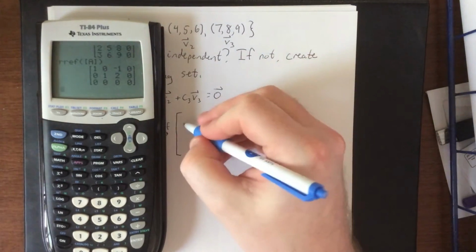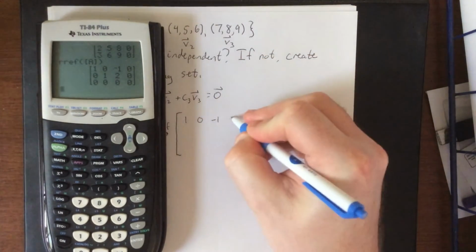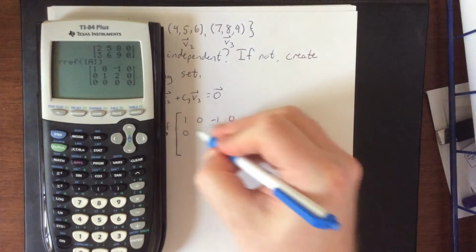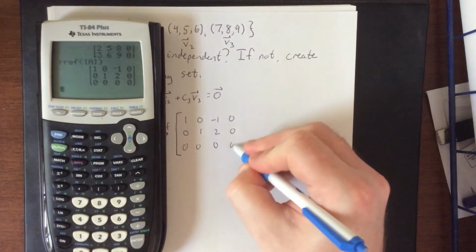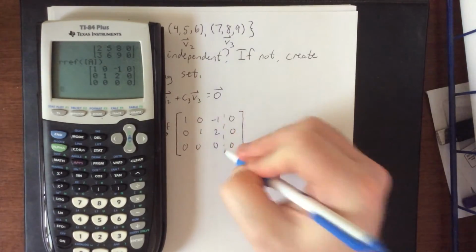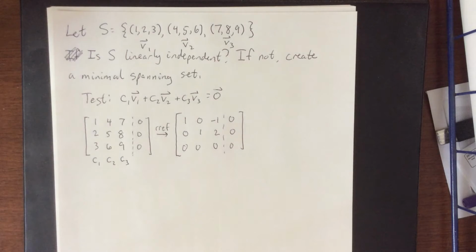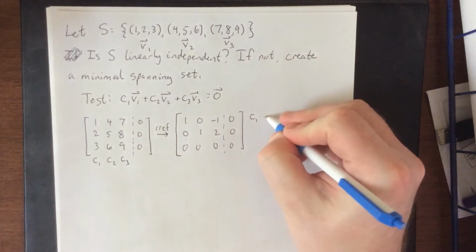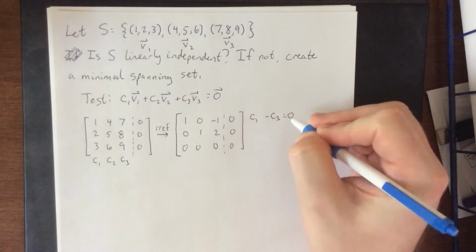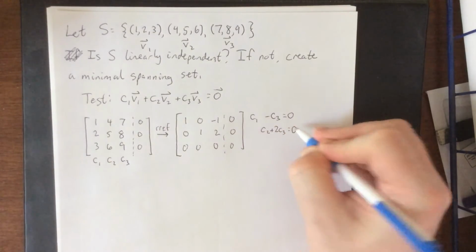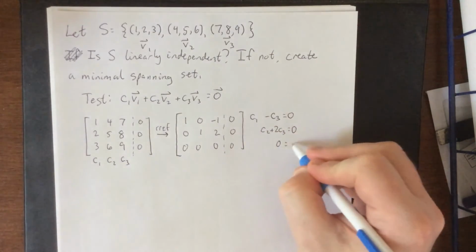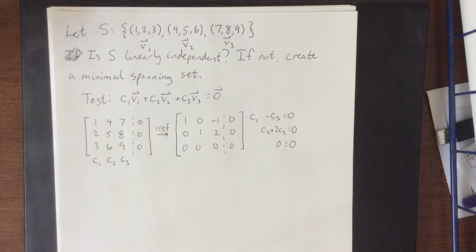From the first row, we are seeing 1, 0, negative 1, 0. The second row says 0, 1, 2, 0. And the third row states 0, 0, 0, 0. To interpret this, the first row tells me that C1 minus C3 is equal to 0, and the second says that C2 plus 2 times C3 is equal to 0. The third row tells me the very interesting fact that 0 is, in fact, equal to 0. Thanks, third row. You're a big help.